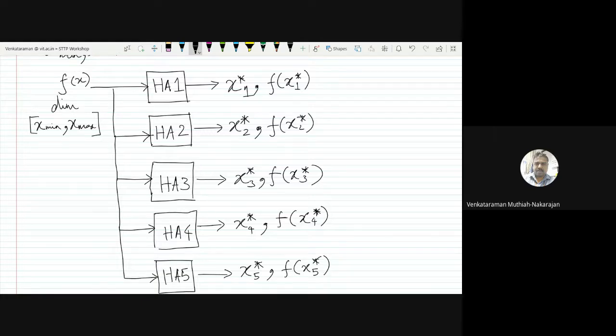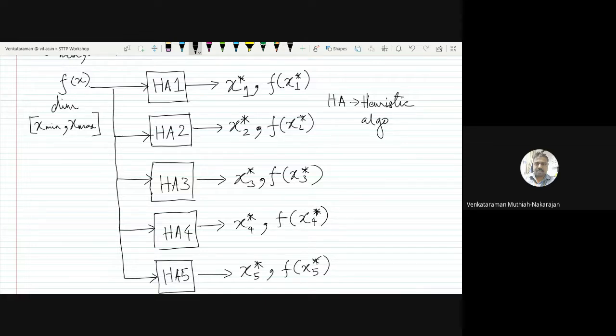Now that we have run 5 algorithms, where HA is a heuristic algorithm, we have run the cost function or objective function over 5 different algorithms. Are we done? It's not quite done.